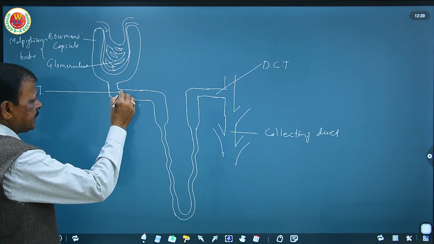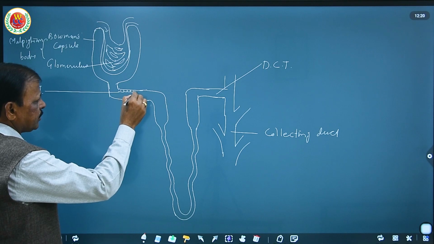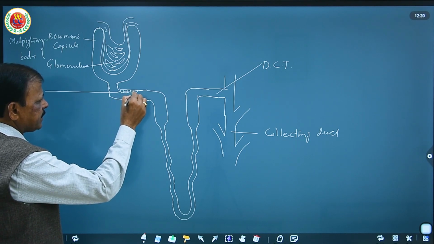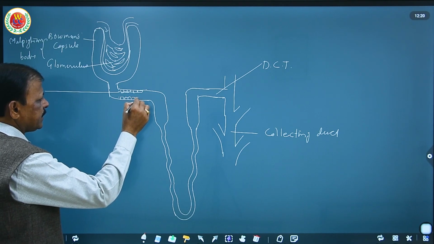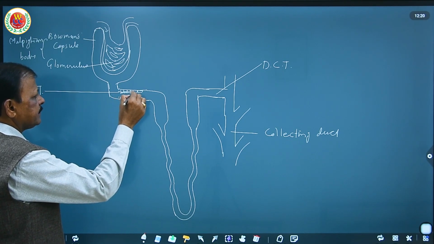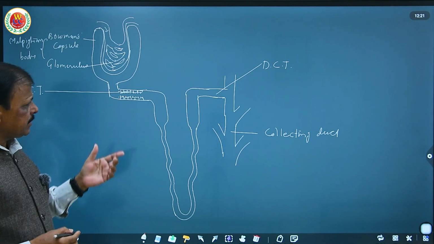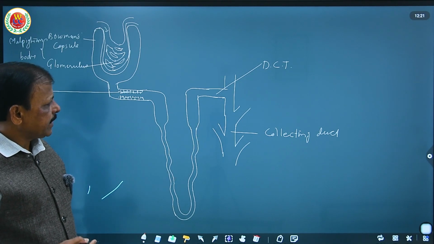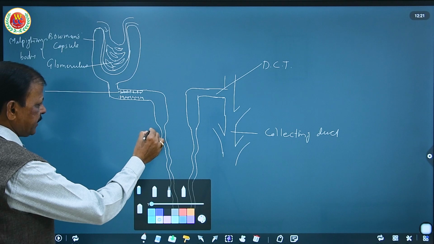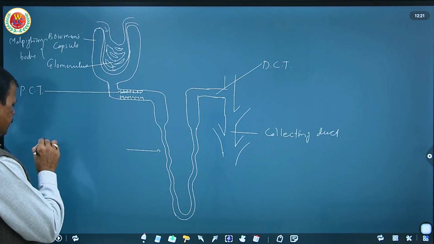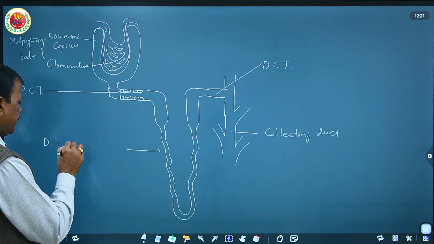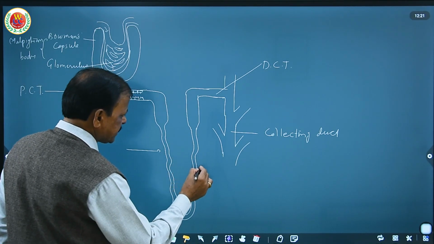PCT is internally lined with cuboidal ciliated epithelium. These cube-shaped cells are ciliated. These are the different parts that I labeled over here. This is the loop of Henle. This is the descending loop of Henle. This is the ascending loop of Henle.